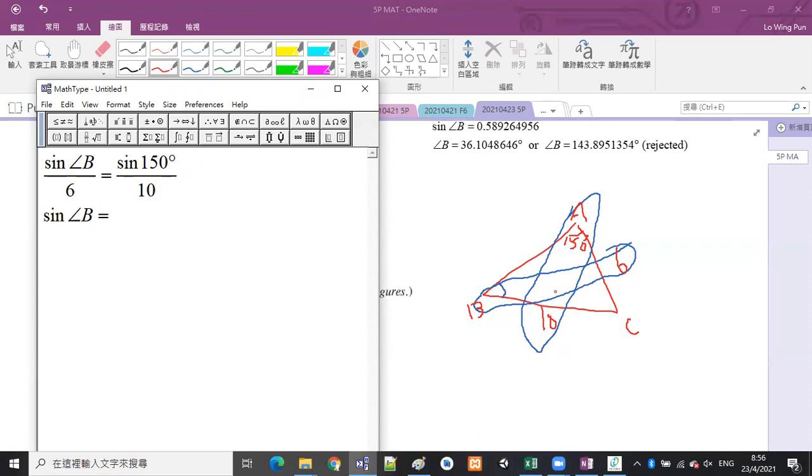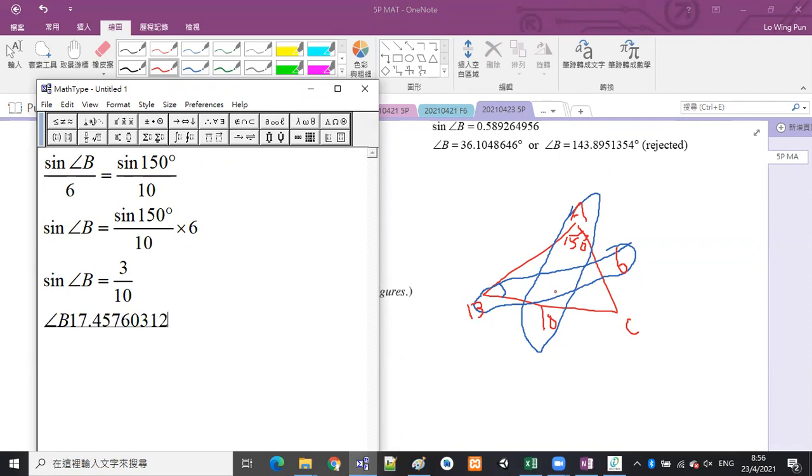Okay, and then we do sine 150 degrees over 10 times 6, and it should be equal to 0.3, 3 over 10, I think. Okay, and then shift sine of 3 over 10 should be 17.45760312 degrees. Okay, this is angle B.